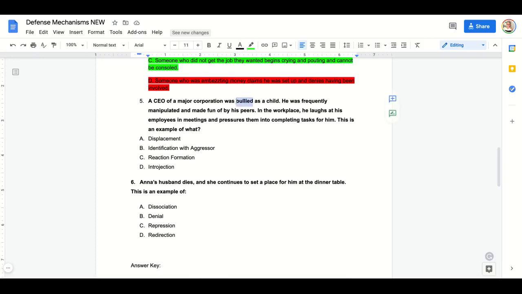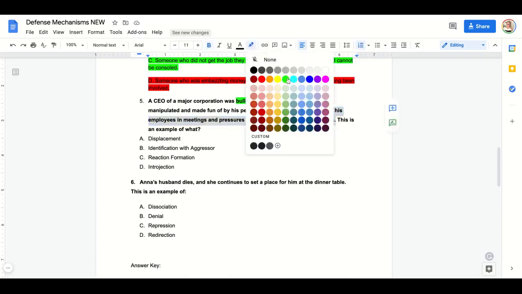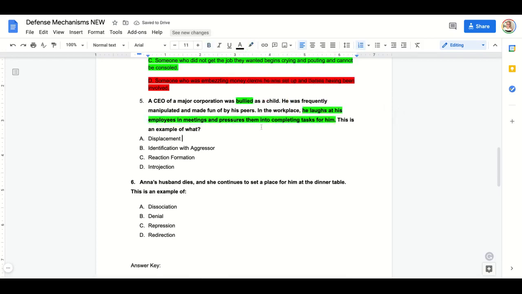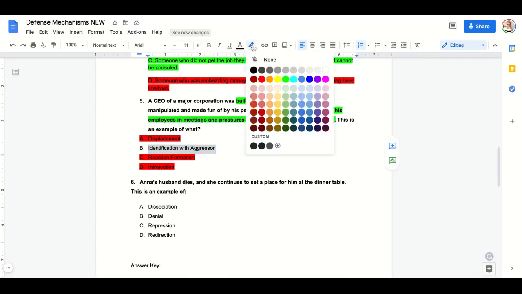So we know that the CEO was bullied. And now what is this person doing? Laughing at employees and pressuring them to do things. We see some bullying behavior now. What is going on here? He's not displacing that anger. He's not acting the opposite of how he feels. Not taking on the beliefs of someone else as his own. But this is very common. Identification with aggressor: he was bullied as a child and now is taking on those same behaviors and is bullying in the workplace.